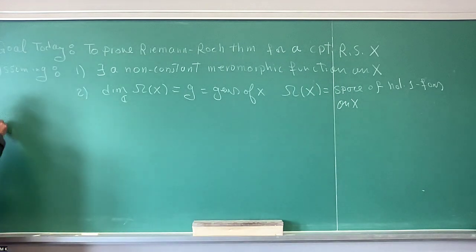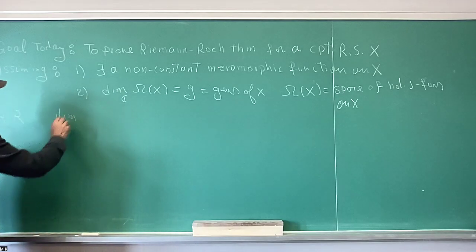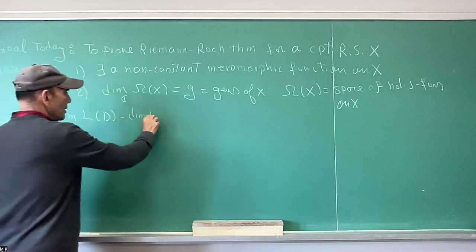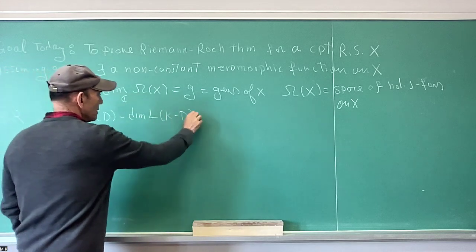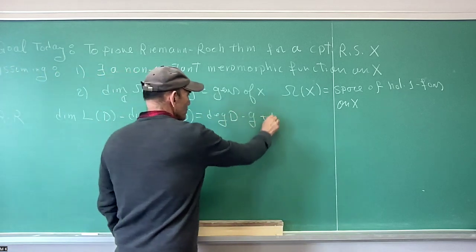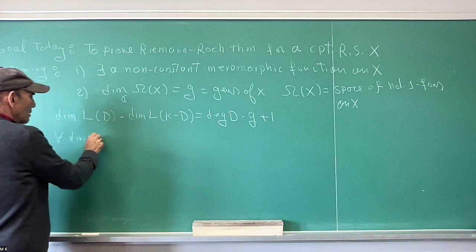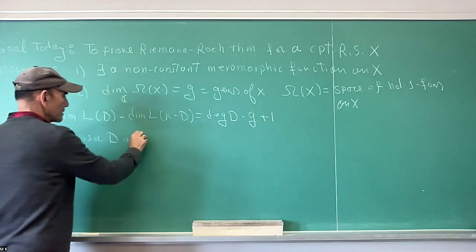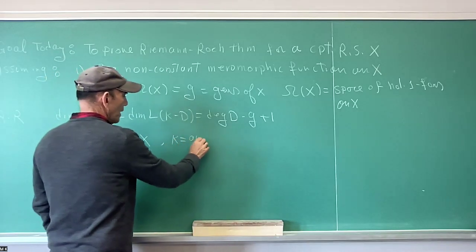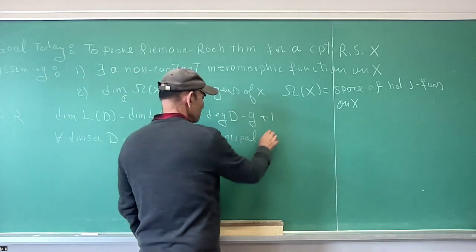So now Riemann-Roch itself, of course, just says that the dimension of L of D minus the dimension of L of K minus D is equal to the degree of D minus g plus 1. This is for any divisor D on X, where K is a canonical divisor, the divisor of a meromorphic one-form. You know the definition of all of them.